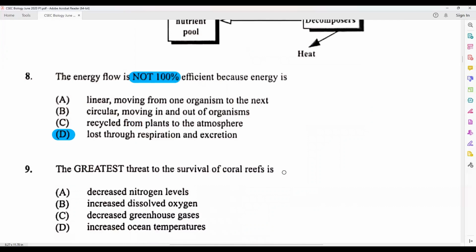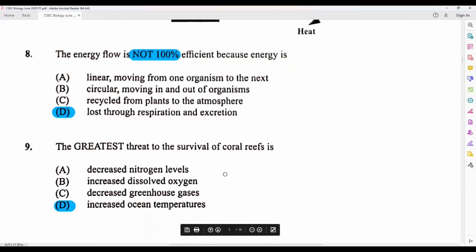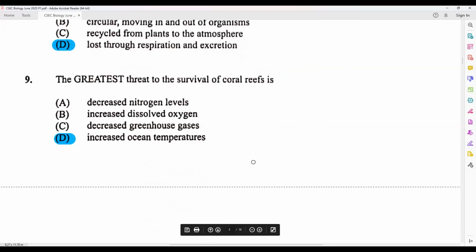9, the greatest threat to the survival of coral reefs is increased ocean temperature. And living in the Caribbean states, which are small islands, this answer should be jumping out at us.